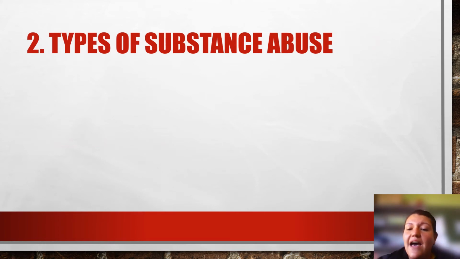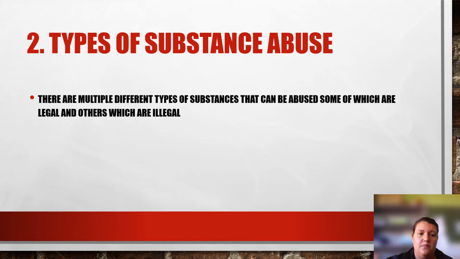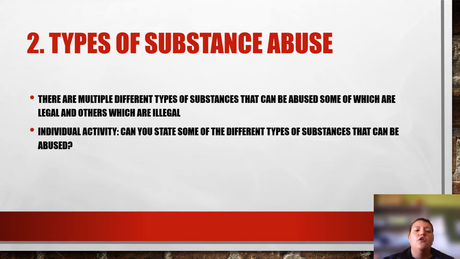Great. So now that we know what substance abuse is, and we know that there are consequences that come with substance abuse, it brings us to the types of substance abuse. Now, the one important thing that I want you to know is that there are multiple ways in which substances can be abused that are both legal and illegal. So, for your first activity, I want you to write down in your book some of the different types of substances that can be abused and see how many you can name.